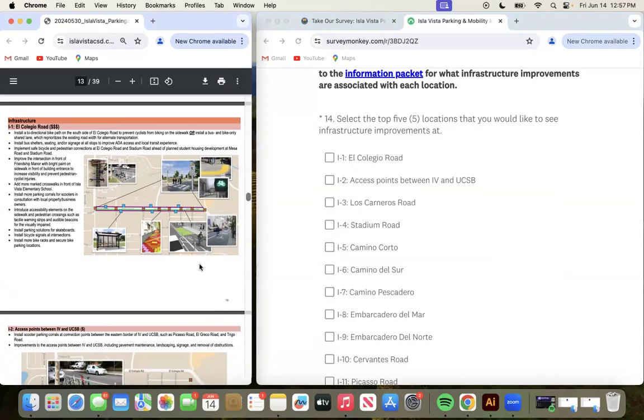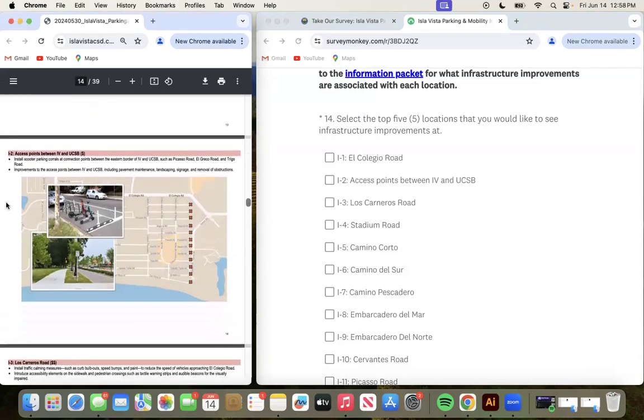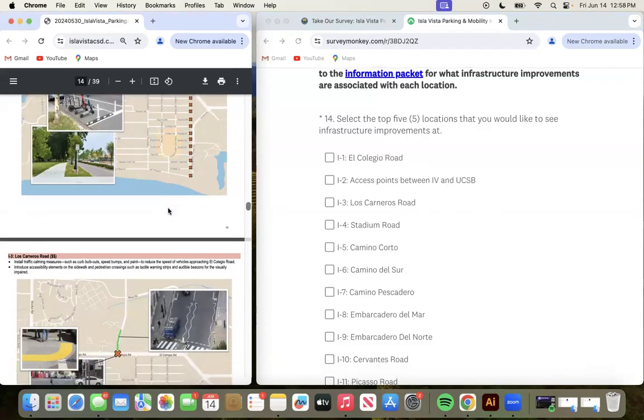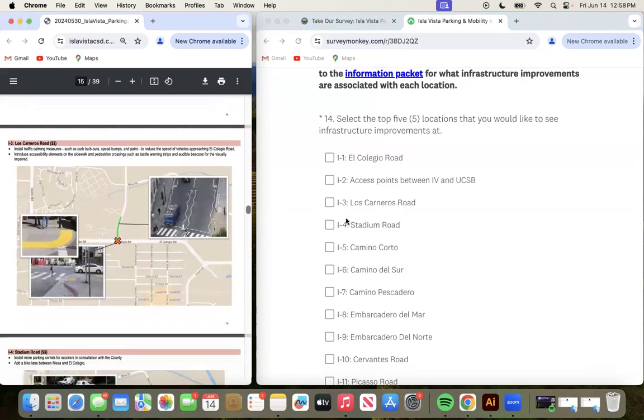And there's maps to jog your memory in case you can't remember all of the street names. But as you can see, I1 here is El Colegio, and that corresponds with answer choice here, I1 El Colegio. And then I2 here is access points between IV and UCSB, and that corresponds with answer choice here, where it says I2, and so on and so forth. I3 Los Carneros Road aligns with I3 Los Carneros Road in the packet.